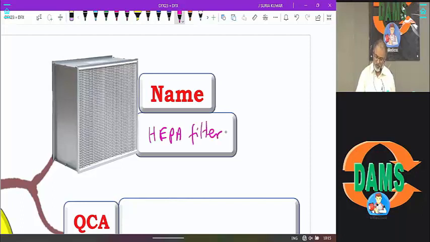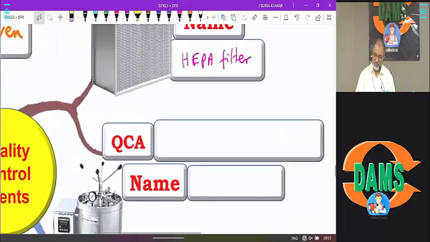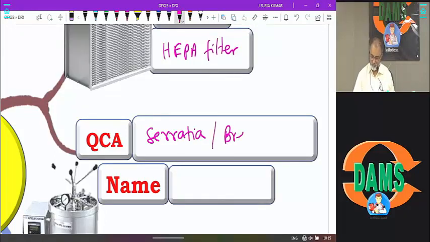What is the quality control agent for all filters? Excellent. Serratia marcescens, Brevundimonas diminuta. Remember Serratia. Serratia and Brevundimonas. These are the quality control agents for filters.